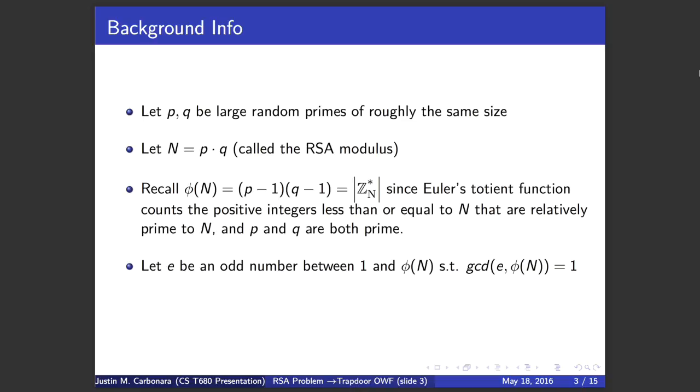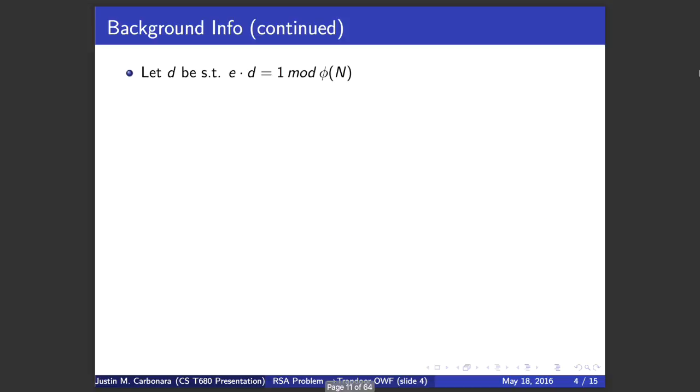Let E be an odd number between 1 and phi of n such that the greatest common divisor of E and phi of n equals 1. Therefore, E is an element of Z phi of n star. Let D be such that E times D equals 1 mod phi of n.